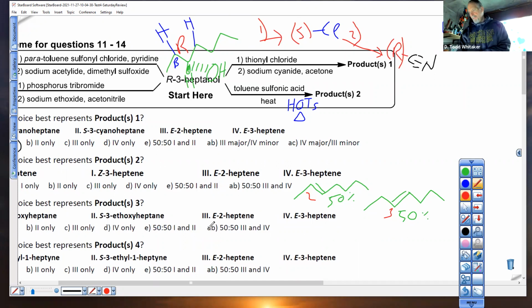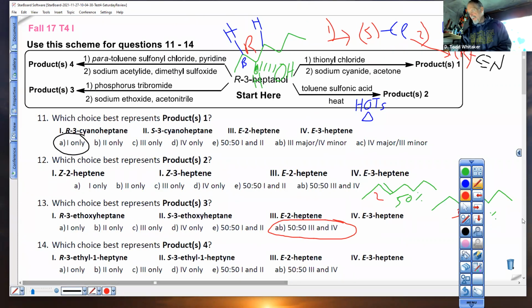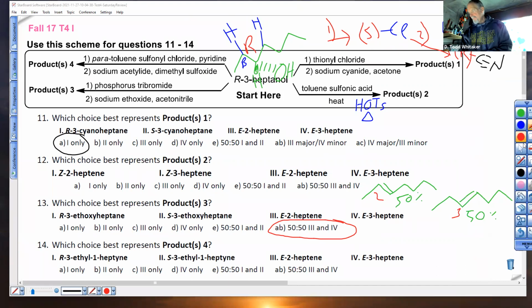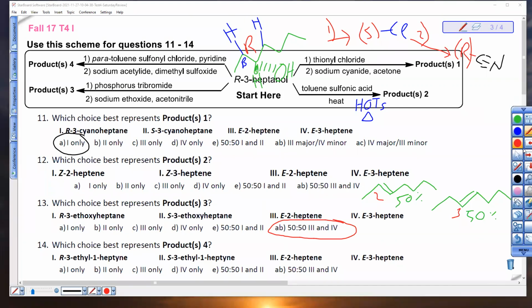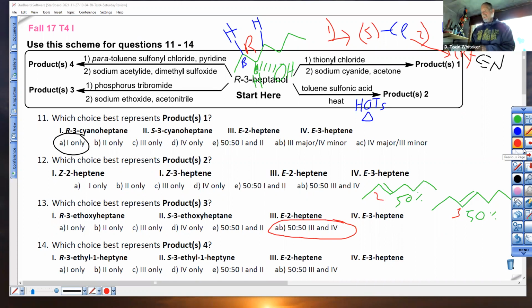So I like AB, which is 50-50 E, 2-heptene or 3-heptene. You're going to get roughly the same amount of each one. We don't get Z. Yes, you will get Z, but those will be minor. Okay, so we assume that you were asking for the major. Often it depends on how I ask the question, doesn't it?